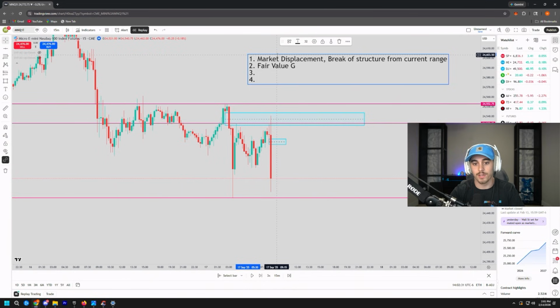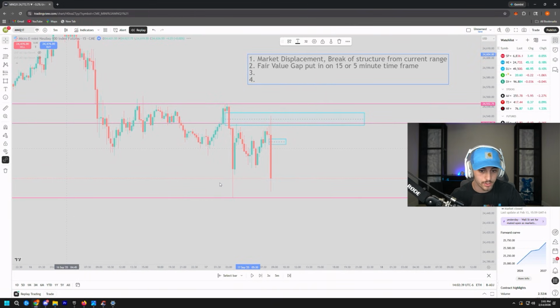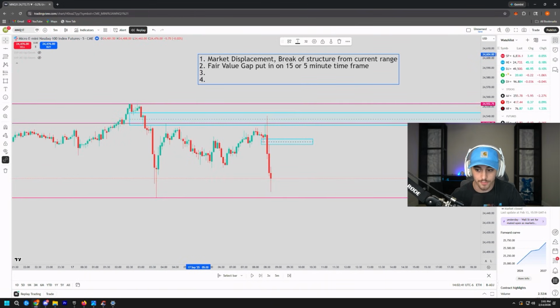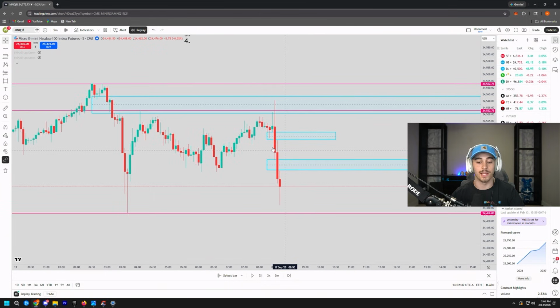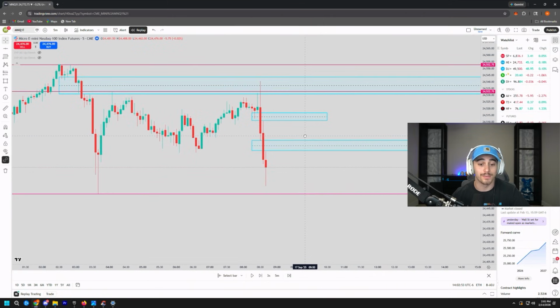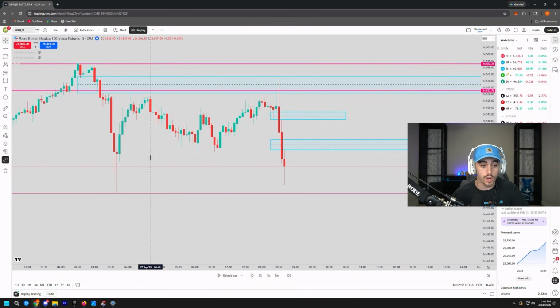Fair value gap put in on the 15 or 5-minute time frame, which we got right there. So let's come back down to the 5-minute. And we also put in another 5-minute stacked on top of this. Now when you have one leg, and in that leg you have multiple fair value gaps stacked on top of each other, were you to look for a reversal, you would want to see this gap get inversed first.